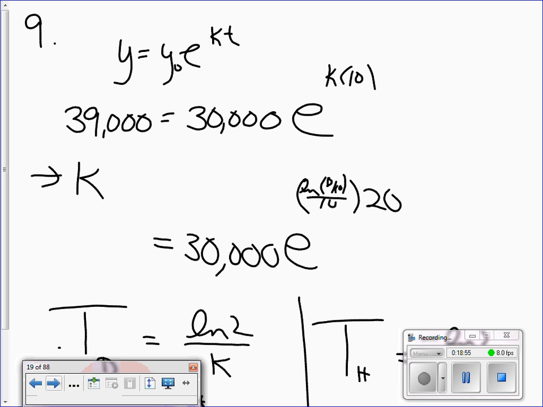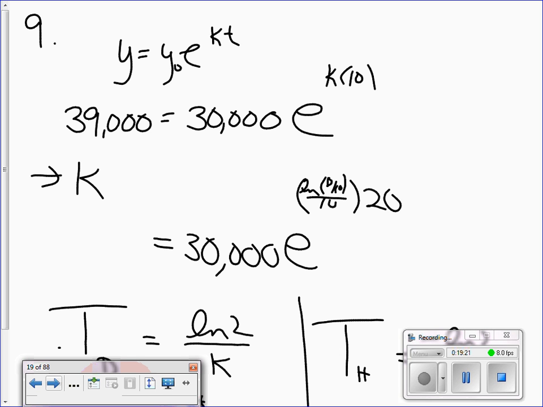All right, 9 is another one of these. It's exponential change. You're allowed to use y equals y0 e to the kt. Now, in this one, the original population, the y0, was 30,000. And 10 years later, so when t is 10, the population is 39,000. Why do they tell you that?